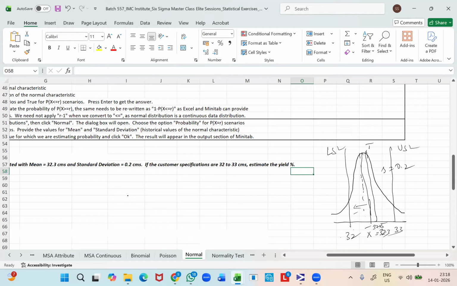So for calculating the yield percentage, which area in this process diagram am I supposed to shade? Anything between LSL and USL, the customer is going to accept as a conforming unit. And the conforming unit is going to be considered for calculation of the yield percentage. So which area in this diagram do I need to shade for calculating the yield percentage? Tell me.